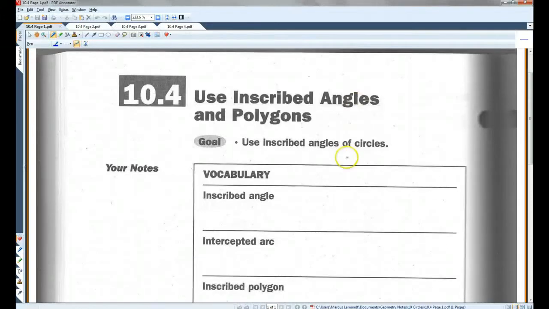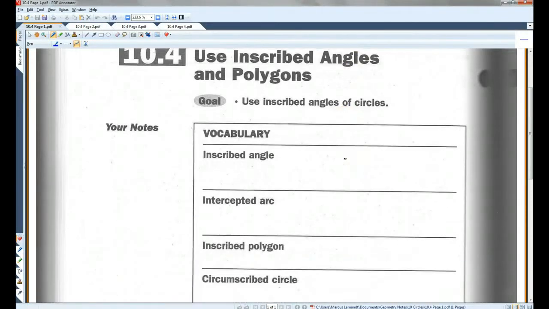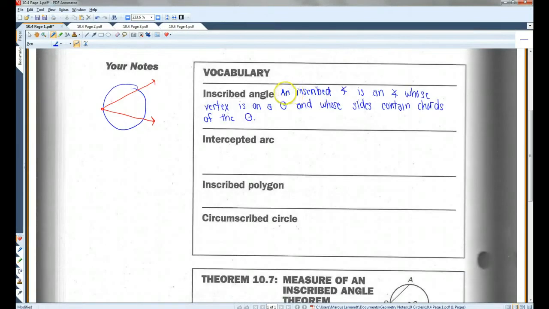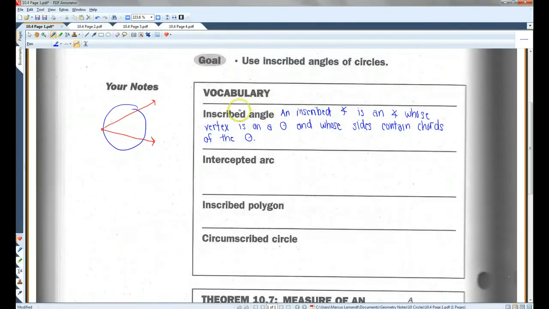Alright, 10.4, use inscribed angles and polygons. An inscribed angle is an angle whose vertex is on the circle and whose sides contain chords of the circle. So for example, this is an inscribed angle. Unlike a central angle, which has its vertex in the center, an inscribed angle has its vertex on the actual circle. Okay? Now the intercepted arc would be this here.